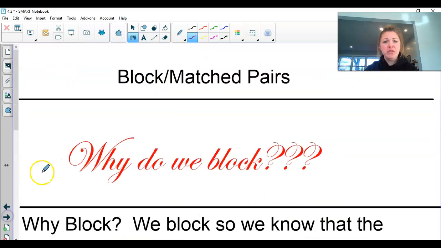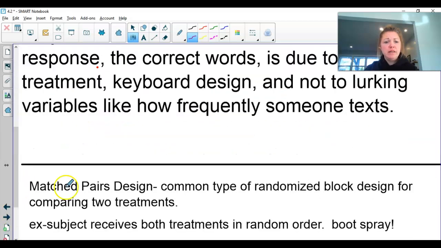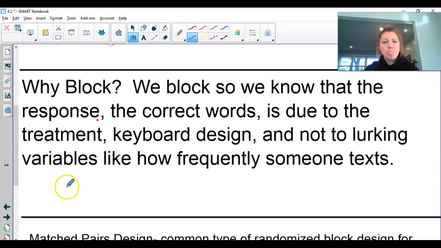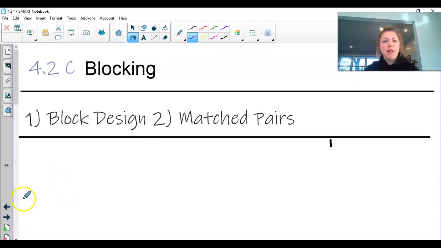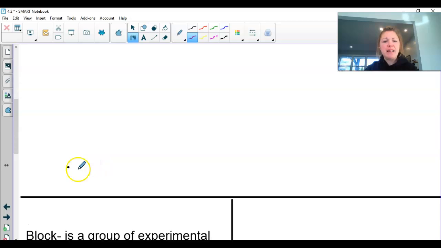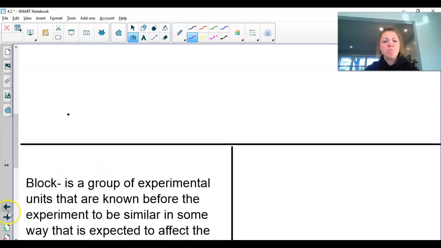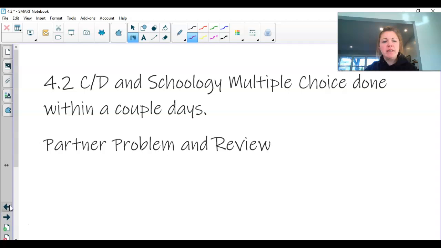Let's move on to the definition of a block design. You know what? I'm going to actually have you do that together in person.